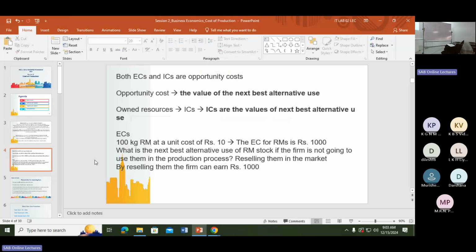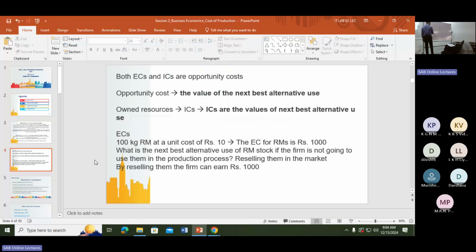So the same principle can be applied to workers purchased from outsiders, workers coming from outside. If a manager is working for the firm, this is an outside input. The manager is an outsider. For working in the firm, the firm pays a salary. This salary is an explicit cost.